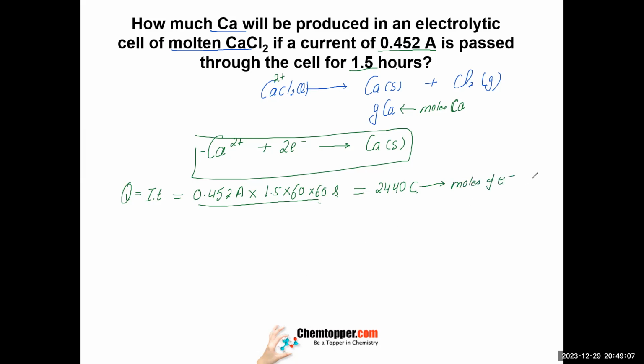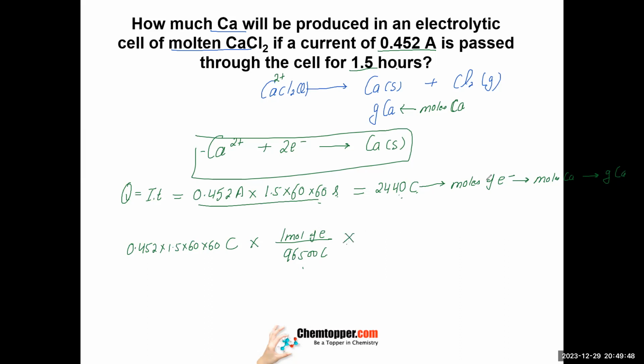So I will start dimensional analysis now. From moles of electrons to moles of calcium, from moles of calcium to grams of calcium. I can do this in dimensional form. See here: 0.452 times 1.5 times 60 times 60 coulombs, which we calculated, times 1 mole of electron over 96,500 coulombs. You know this ratio already? Faraday. The charge on 1 mole of electron is this much, 1 Faraday.